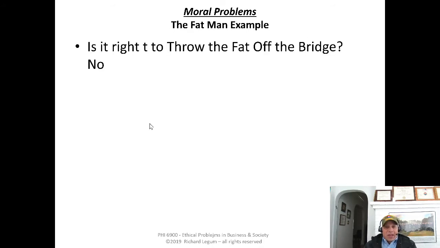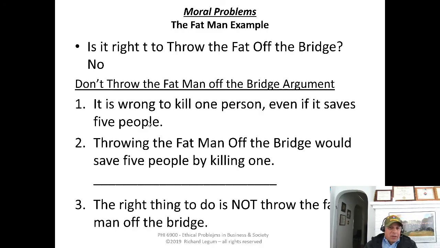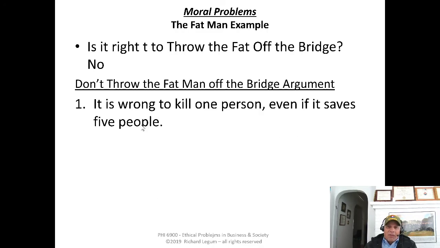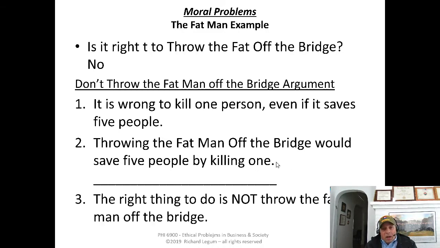However, when we went to the trolley example, we just looked at that one. That is, that it's not right to throw the fat man off the bridge. And we started, it's wrong to kill one person. That very same premise that we had in the first example. And throwing the fat man off the bridge would save 5 people by killing one. Okay. Therefore, the right thing to do is not to throw the fat man off the bridge. In other words, you should not throw the fat man off the bridge. You ought not.